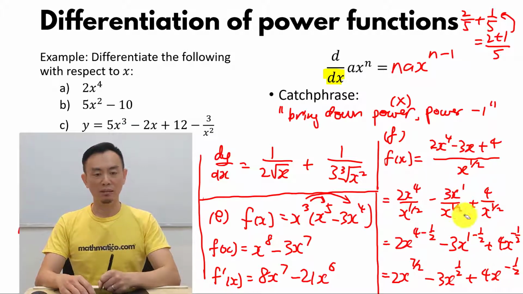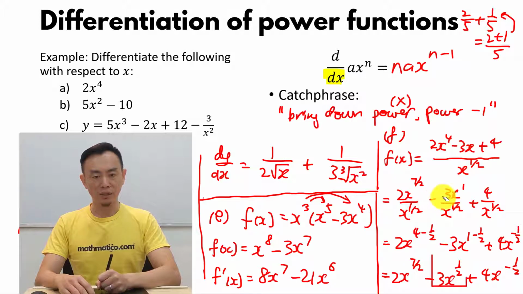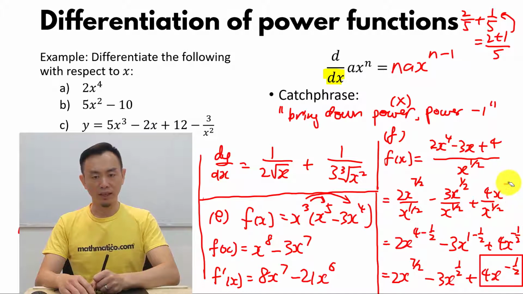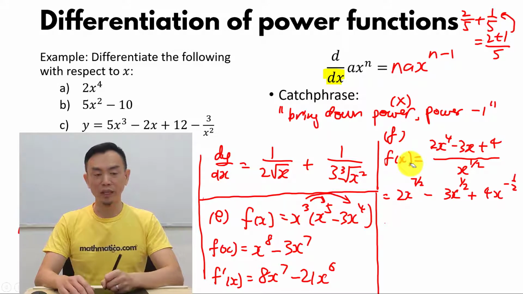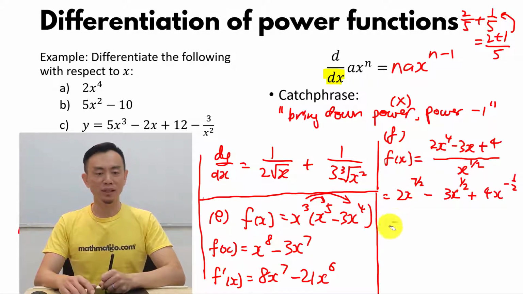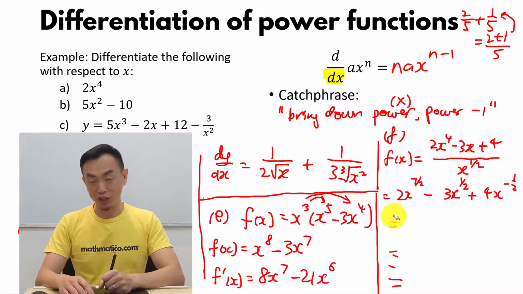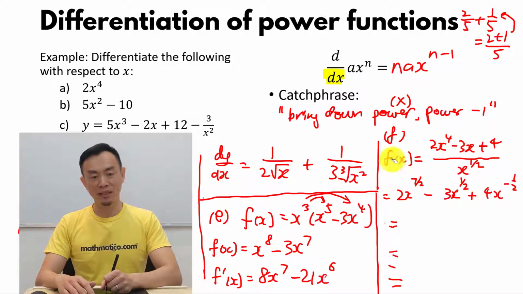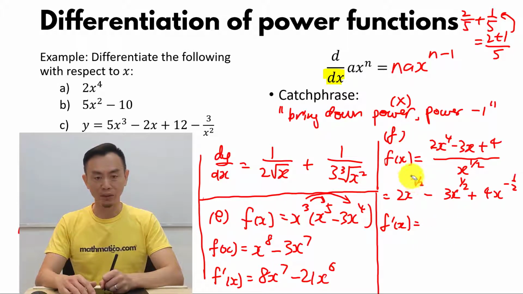So I'll clear out some space here and we will continue from there. You have 2x to the power of 7 over 2 minus 3x to the power of half plus 4x to the power of negative half. Alright, so now we can differentiate. And once we differentiate, we have to indicate clearly. Many students just continue with equal like this. No, not acceptable, because once differentiated, it's going to be f prime x. It's not equal anymore. So I'll write f prime x to indicate that differentiation is done already.